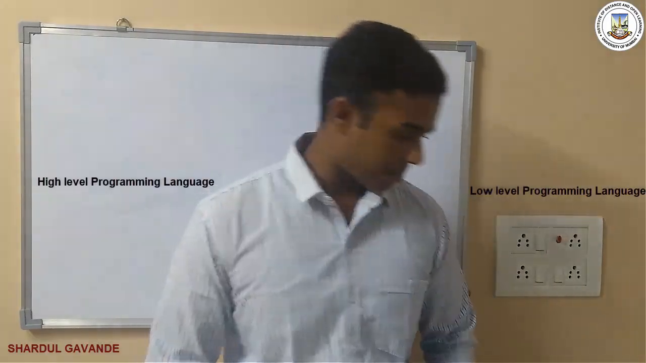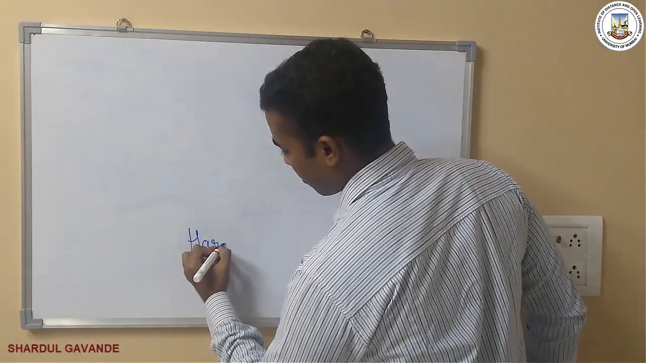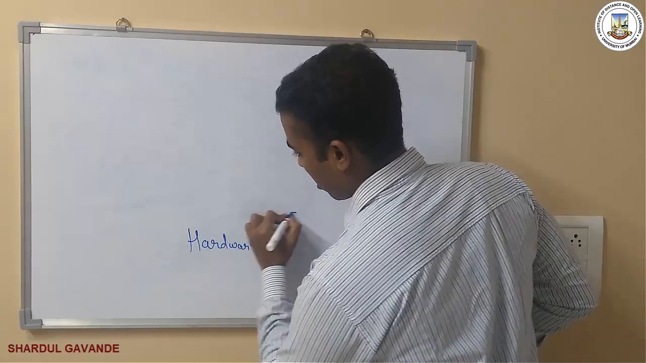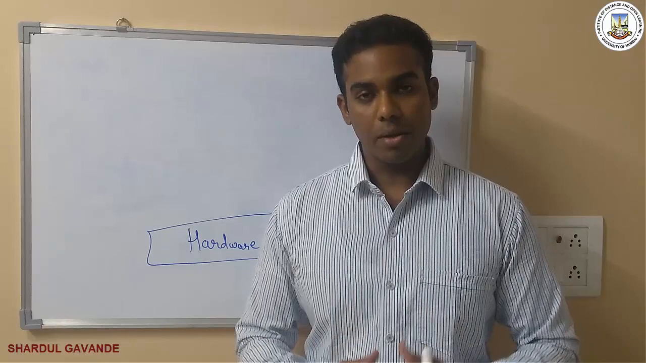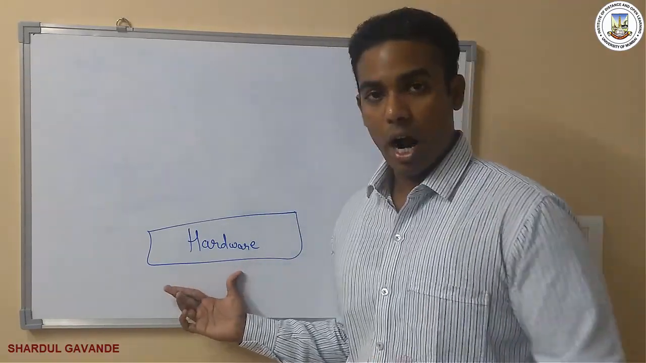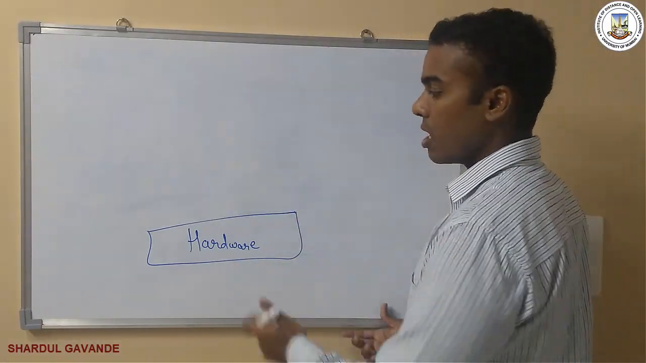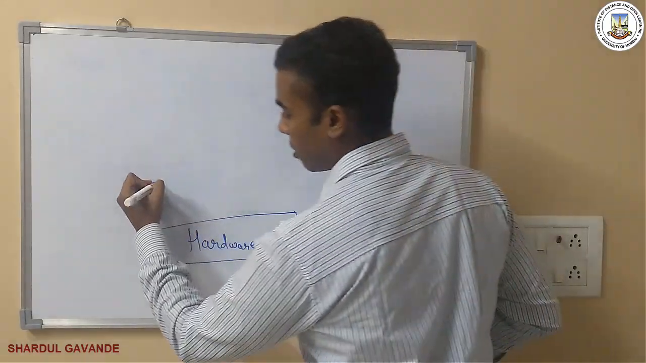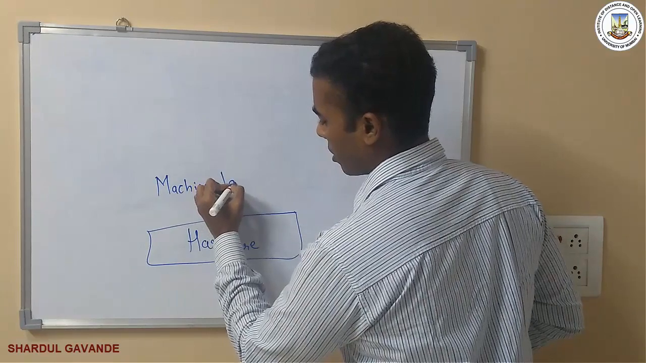We have low-level programming language and high-level programming language. So let us understand that. At the very base, we have our hardware. This hardware is nothing but our computer system. We have our CPU, registers, all those things would come under this hardware part. I'm showing you the hierarchy structure, or architecture, you can say. Above the hardware, we have our machine language.